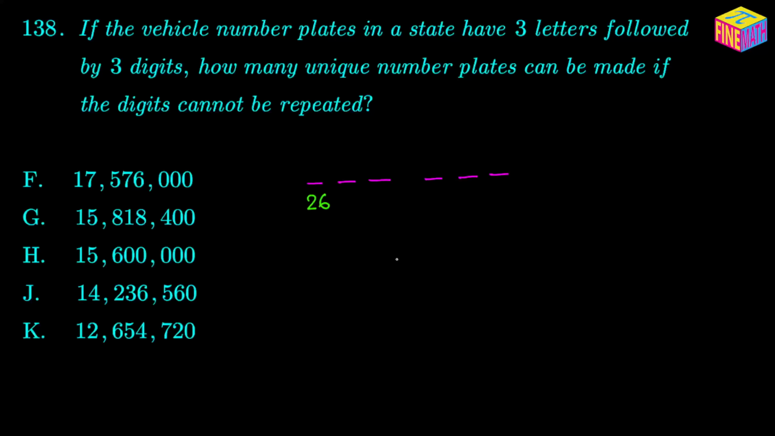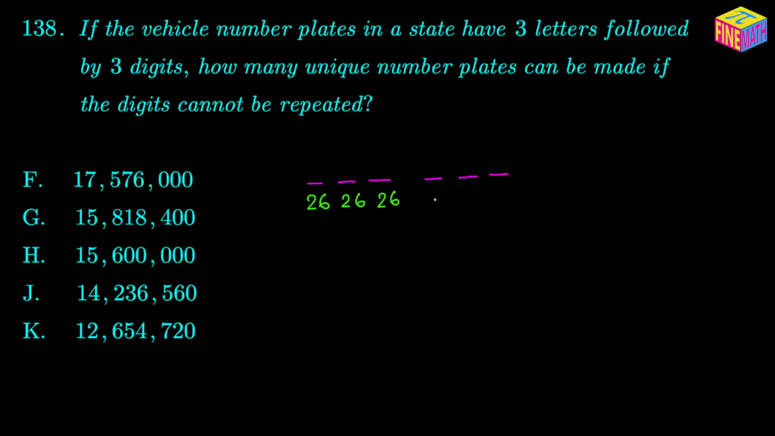And then for the second position, that is also for the letters, again we have 26 options because the letters can be repeated. And then for the third position, which is again for the letters, there also we have 26 options because the letters can be repeated. There is no restriction as such. Now we know how many options we have for each of the positions for the letters. Now let's see how many options we have for each of the positions for the digits.